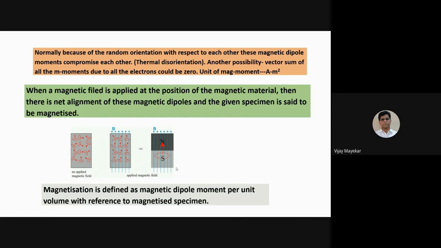Now, this alignment is typically expressed in terms of magnetization, like we have polarization in the electric case. For such a sample, where these dipoles start getting aligned in the applied magnetic field, we say that this sample is getting magnetized. Magnetization is defined as the magnetic dipole moment per unit volume, with respect to this magnetized specimen.